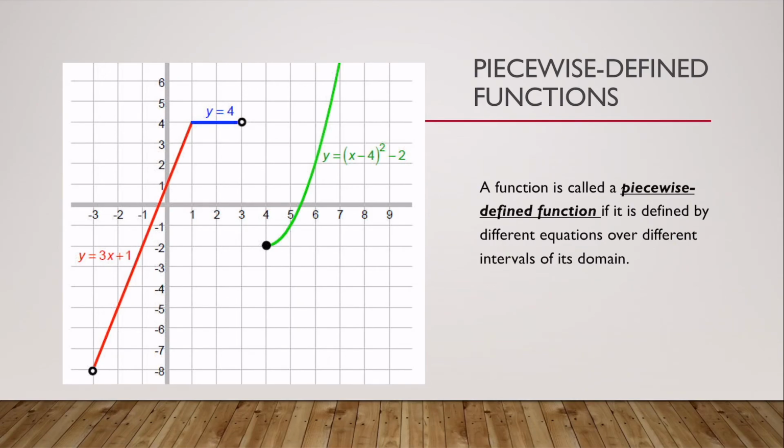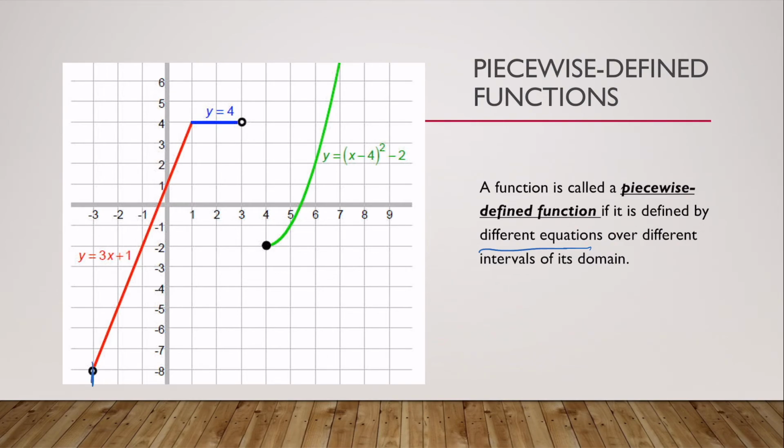So we spent all this time learning what all the different menagerie of functions look like because we're starting to work with piecewise defined functions. A function is called a piecewise defined function if it's defined by different equations over different intervals of its domain. So let's take a look, for example, at this image here.